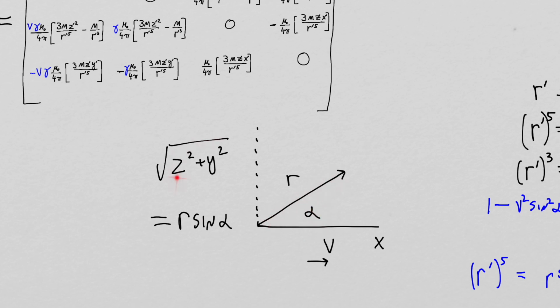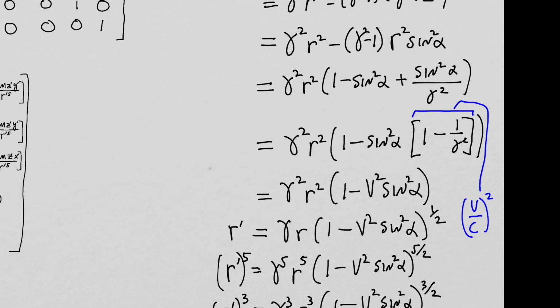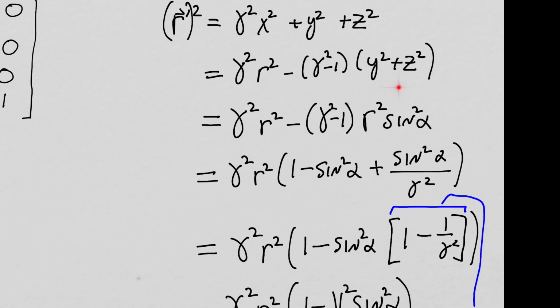So what you're doing is trading z squared plus y squared for an angle variable, right? So everywhere I see z squared plus y squared, I can replace it with r squared sine squared alpha, where I understand alpha is the angle between the x-axis and the field point vector in the lab frame. So that substitution is doable, is allowed. And this is exactly where I make that substitution. I take the y squared plus z squared, I make it r squared sine squared alpha.